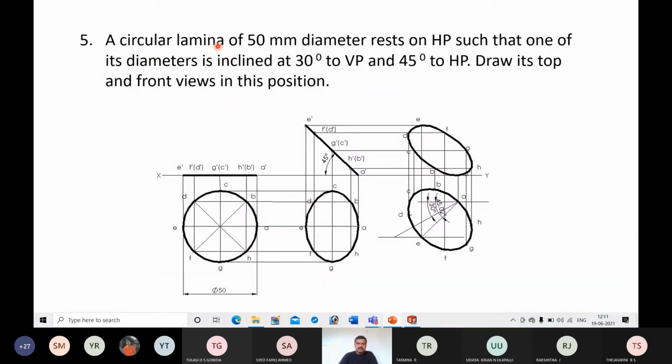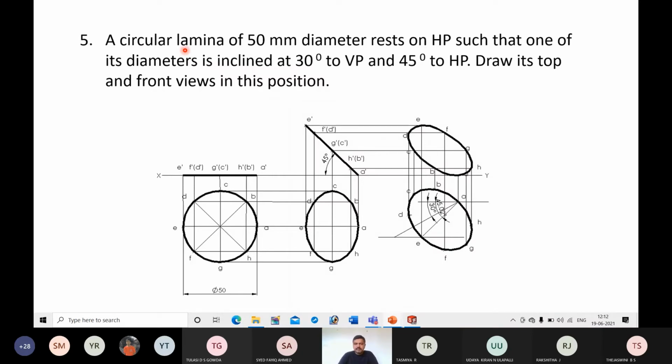A circular lamina of 50 mm diameter rests on HP such that one of its diameters is inclined at 30 degree to VP and 45 degree to HP. Draw its top and front views in this position. Okay. So here the given lamina is a circular lamina.